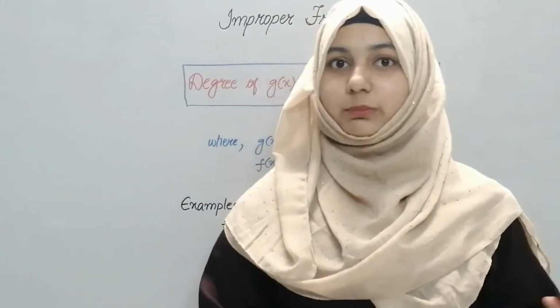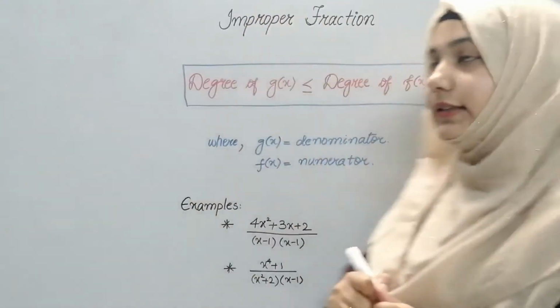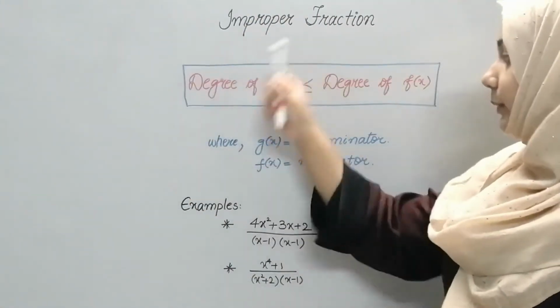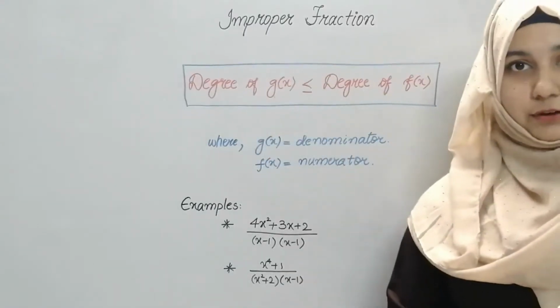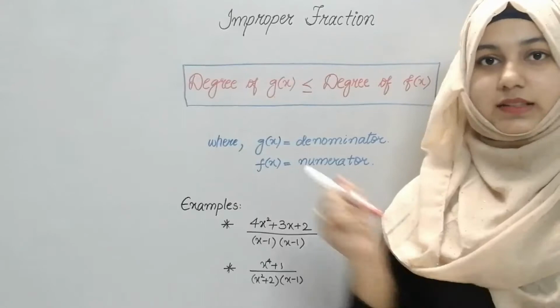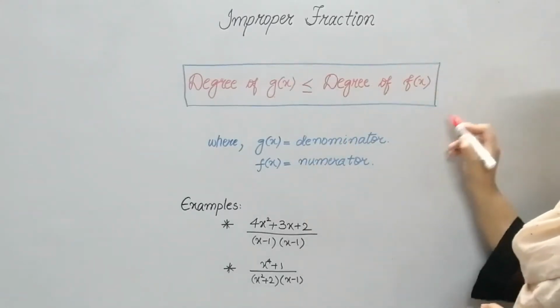Up till now we have seen in the previous videos about proper fractions. Now let's see what is an improper fraction. See here, improper fraction: the degree of g of x is less than or equal to the degree of f of x. We know the fraction is in the form of f of x by g of x, right?